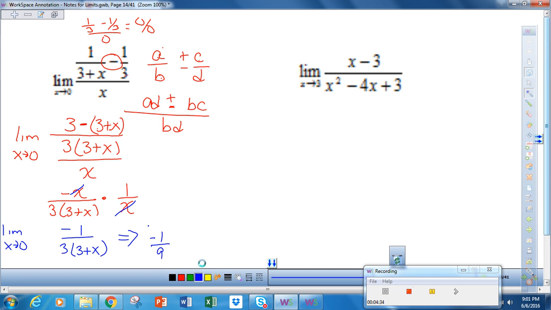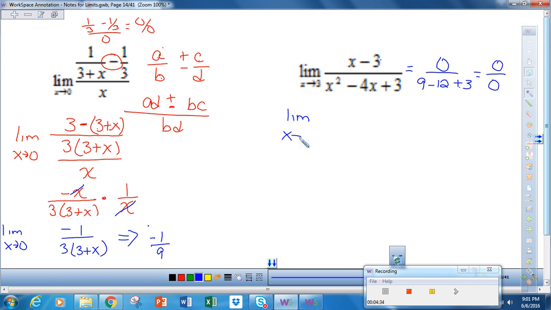Yay? Okay. Let's do another one. We have x minus 3 over x squared minus 4x plus 3. Let's start by doing a direct substitution. 3 minus 3 is 0, and I get 9 minus 12 plus 3. So that's negative 3 plus 3, 0 over 0. So you're going to like this one. This is not so bad.